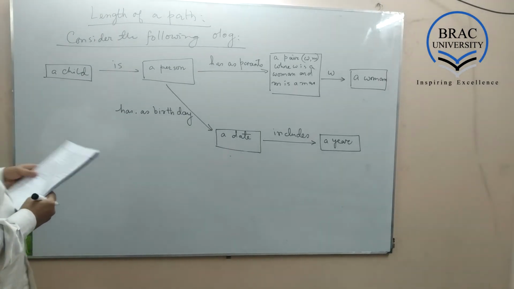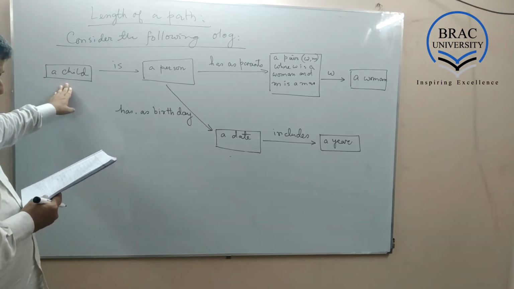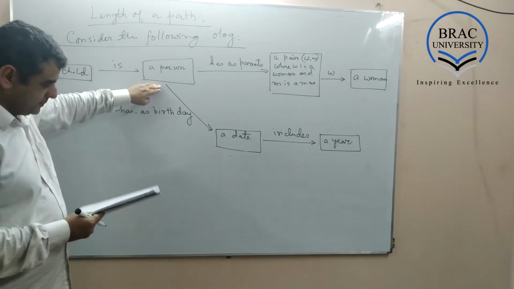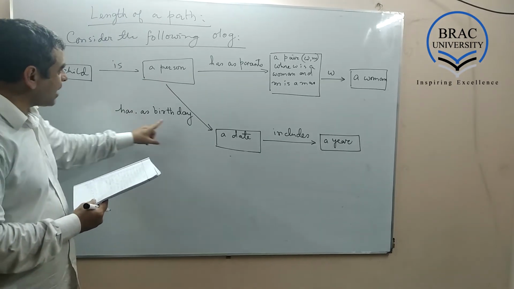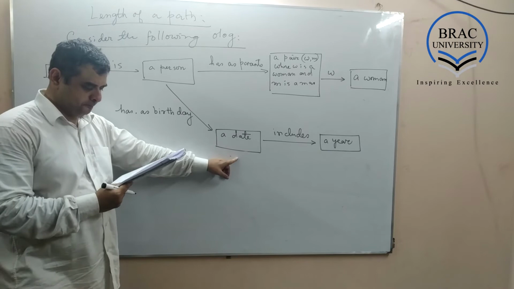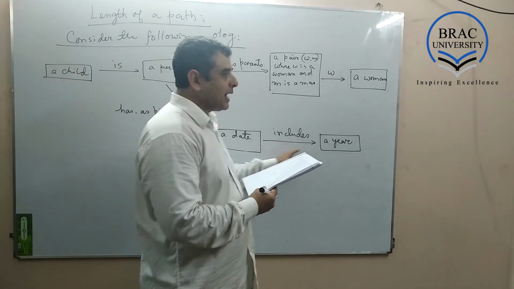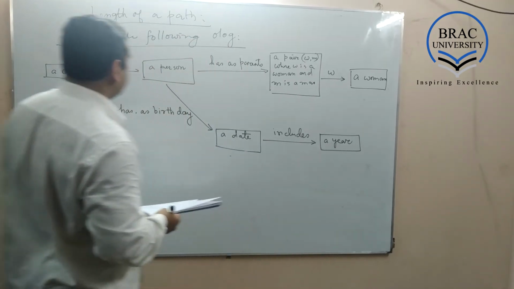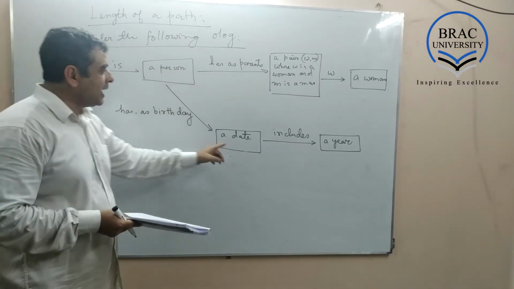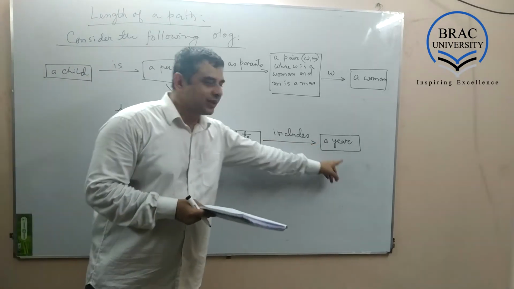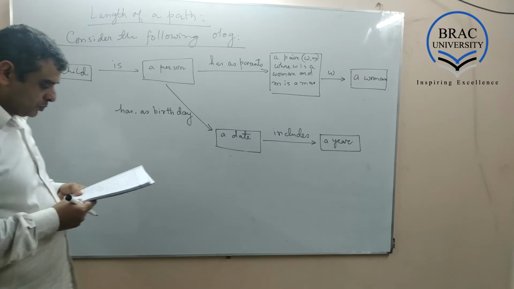Okay, and how do we read the bottom part? The bottom part should be read as, a child is a person who has as birthday a date which includes a year. Again, a child is a person who has as birthday a date which includes a year. This is how you read the second part.